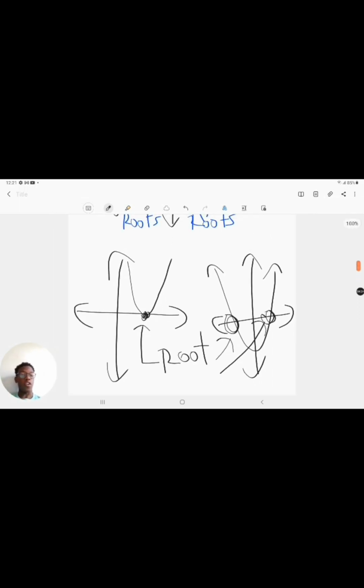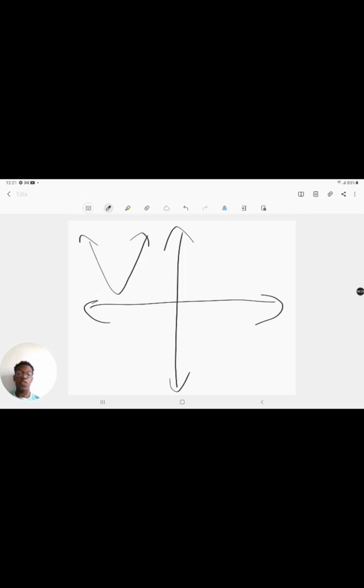Now, if I draw a graph that looks like this, a quadratic graph that looks like that, you will agree with me that this graph does not have x-intercepts.